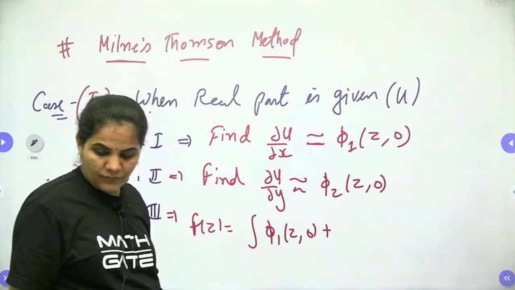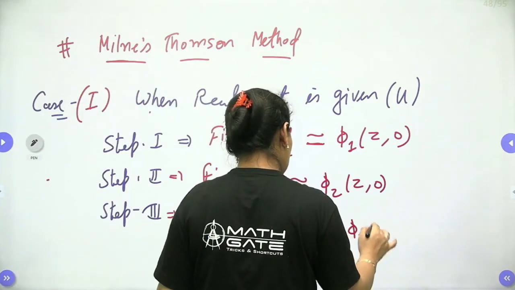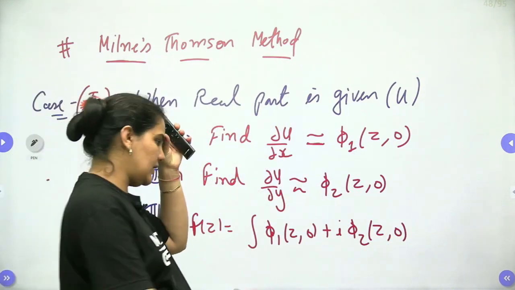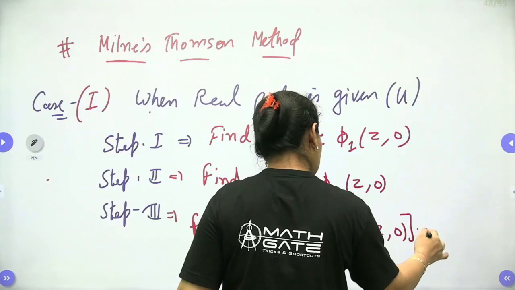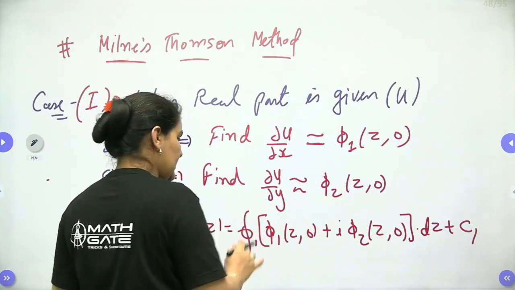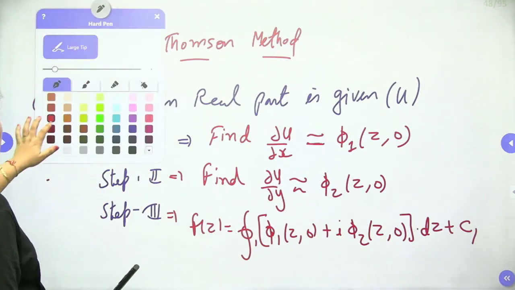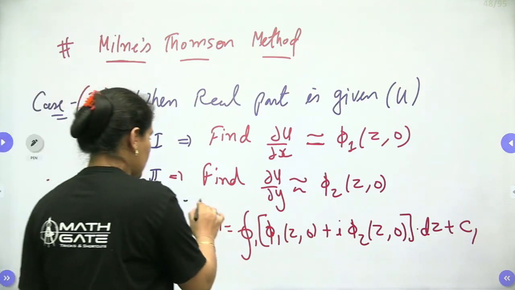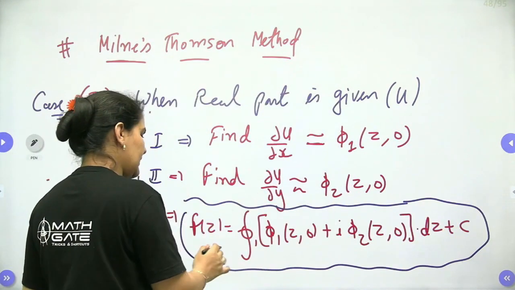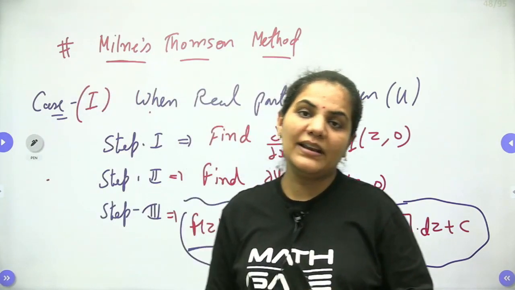Your f(z) equals phi 1 (z, 0) plus iota phi 2 (z, 0), and you have to integrate this with respect to z only, and you can put the constant c here. So here you have to integrate, right? From here you will get directly f(z).